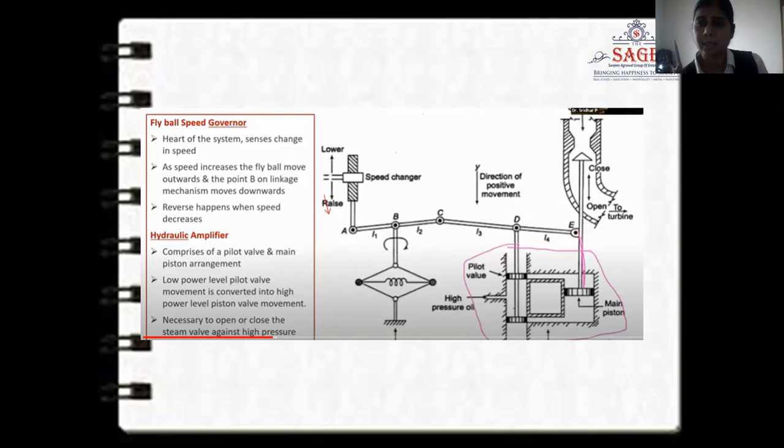In the next lecture, we will discuss the whole mechanism of this system, its numericals, its derivation. It's a very important topic for your speed governing system. So I think everyone understands the speed governing system. It has four main major parts: flyball speed governor, hydraulic amplifier, speed changer, and linkage mechanism. These are the main parts of the speed governing system.